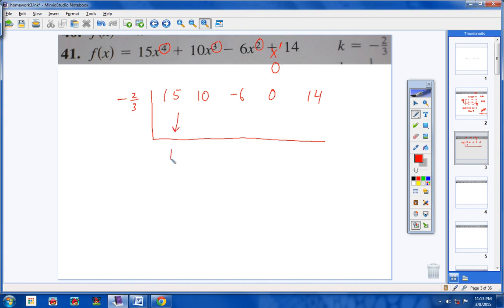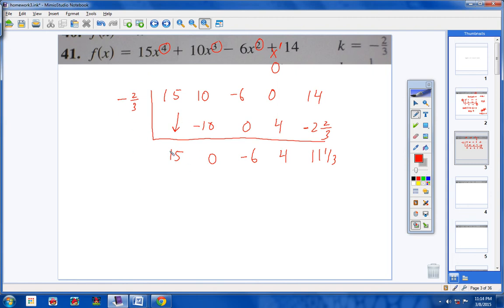Bring down your first term. Multiply, that's negative 10. Combine, that's a 0. Multiply, that's a 0. Combine, negative 6. Multiply, positive 4. Combine, you'll get a 4. Multiply, you'll get negative 2 and 2/3. Combine, and you'll get 11 and 1/3. Alright, now I'm going to glance in the back of the book. That doesn't look like it's right, but actually it is. So everything's good.